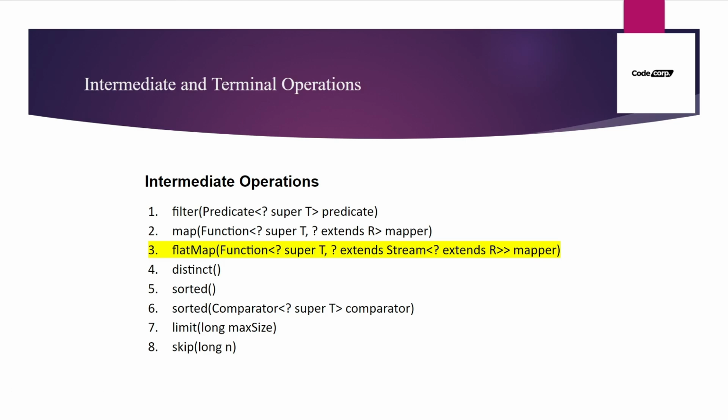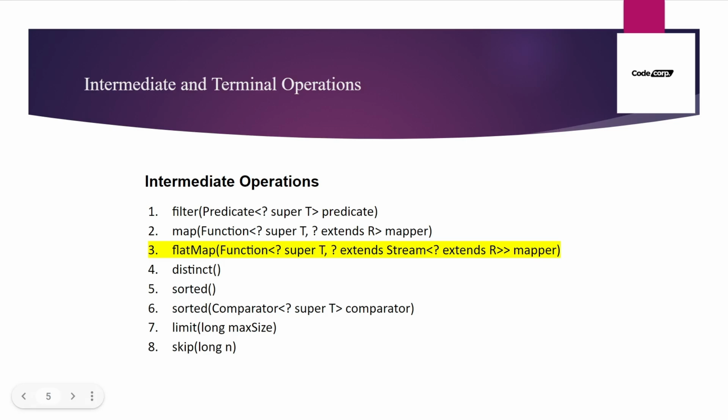Among the important intermediate operations, we have filter, which takes one predicate. We have already used this when we were filtering numbers based on odd and even values, passing a predicate lambda expression there. So we have already covered filter, but I'll cover it once again for you. And map we have also covered.